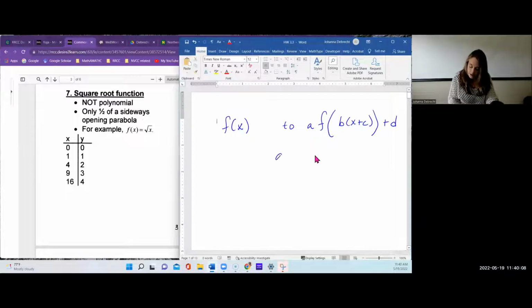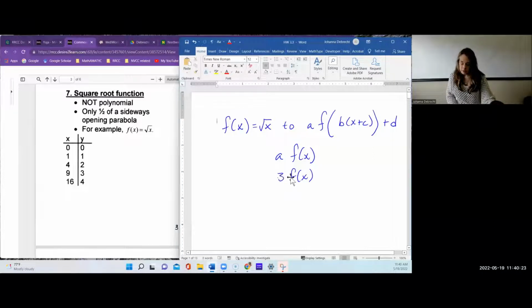What happens when we have a times f of x? Well, that might be something like 3 times f of x. If our toolkit function is the square root of x, then what happens when we multiply this by a 3? Remember, f of x represents y, so this is a stretch on the vertical by a factor of 3. We call this a vertical stretch by a factor of 3.